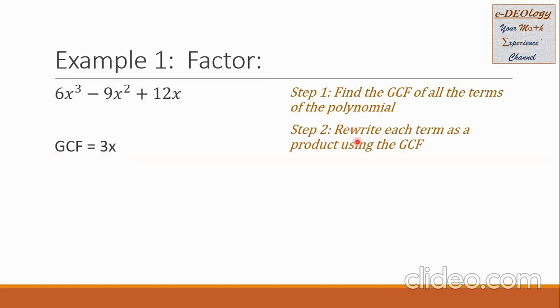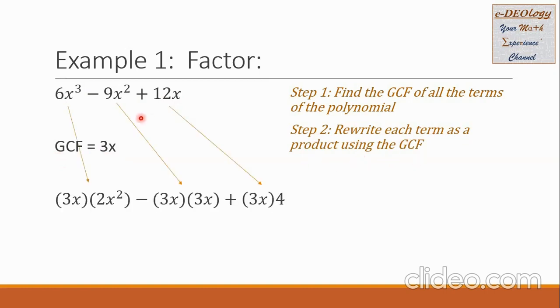Step 2, let us rewrite each term as a product using the GCF. It means we're going to split each term. Look at the first term. The 6x cubed is split into two factors in such a way that one factor should be the GCF.